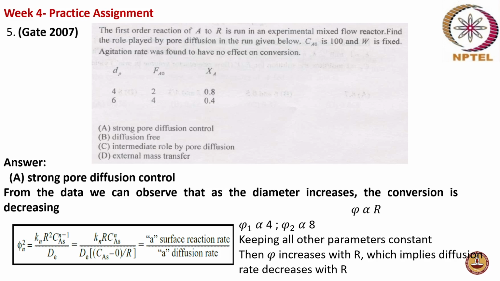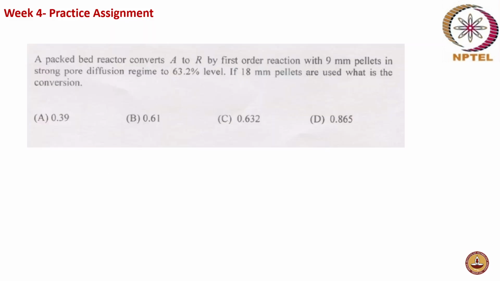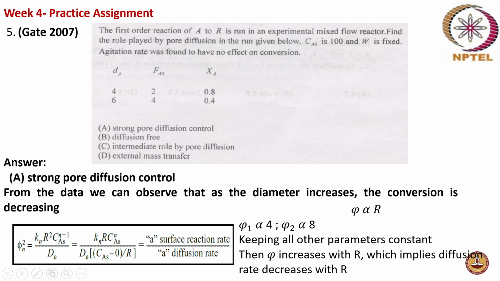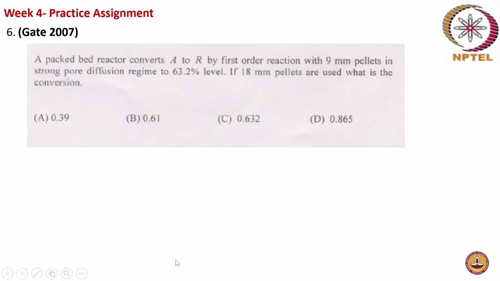Okay. Now, because the diffusion rate is in the denominator, as we can observe. Okay. Now, question number 6.